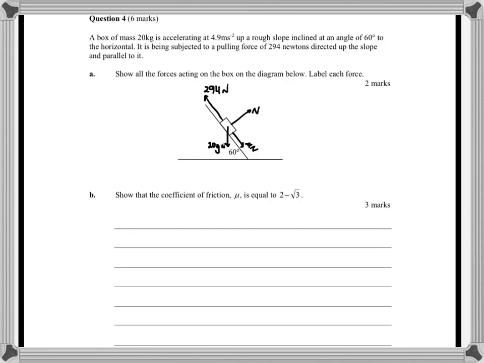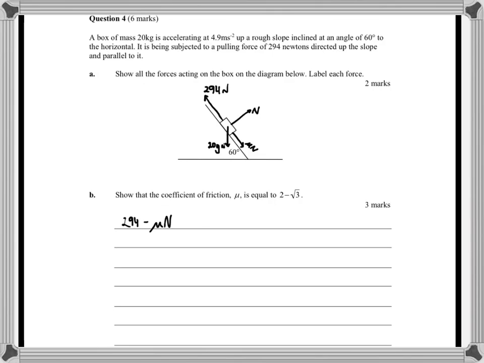Okay, now it's important here to make sure your friction force is mu times n. Okay, because the object is in acceleration. It's moving. So it's got the sliding friction. Part B, show that the coefficient of friction, mu, is 2 minus root 3.